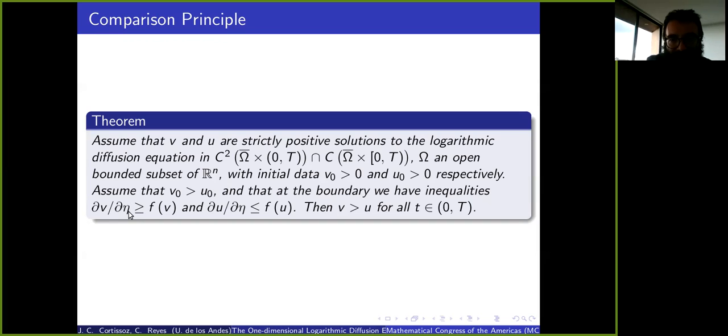This eta here means the derivative with respect to the exterior normal. But remember that in an interval, the exterior normal on the right hand side is d/dx, and on the left hand side is minus d/dx. So with this notation, I encapsulate both notions. Okay. So if you have these two inequalities, then one solution to the logarithmic diffusion equation is going to remain larger than the other, as long as both exist.